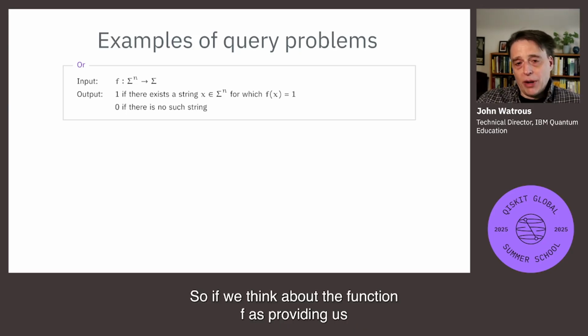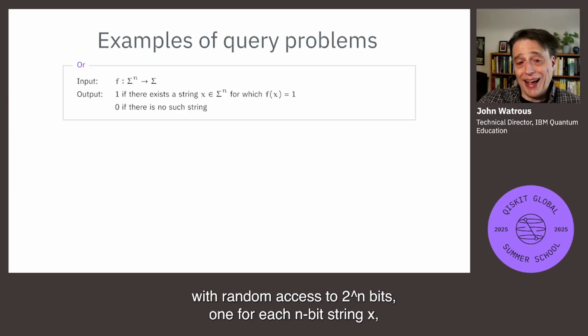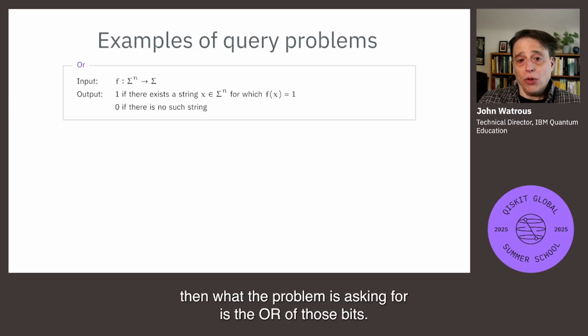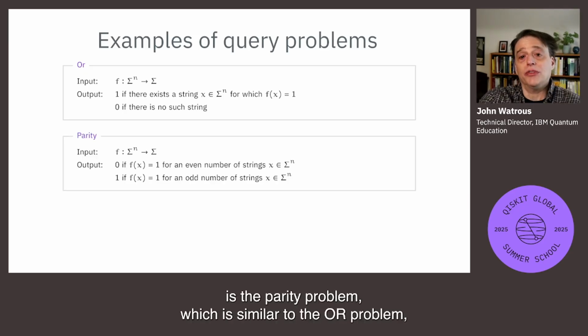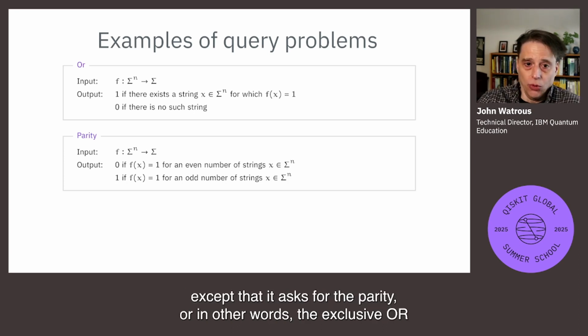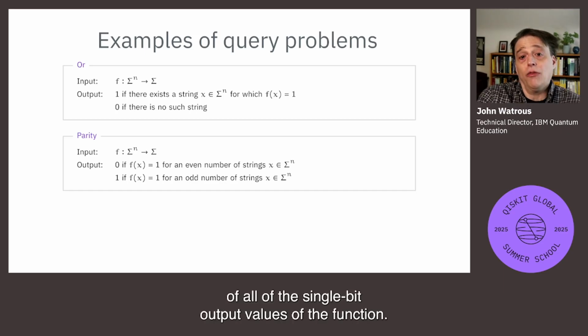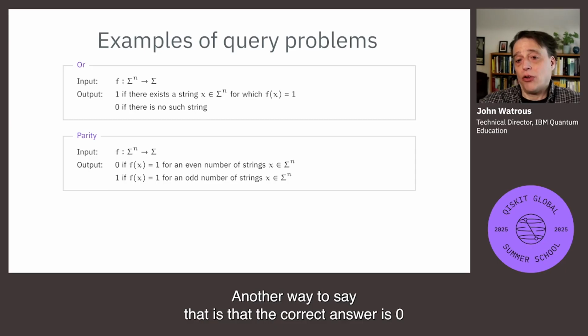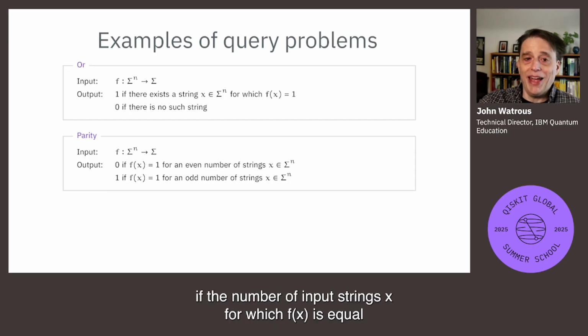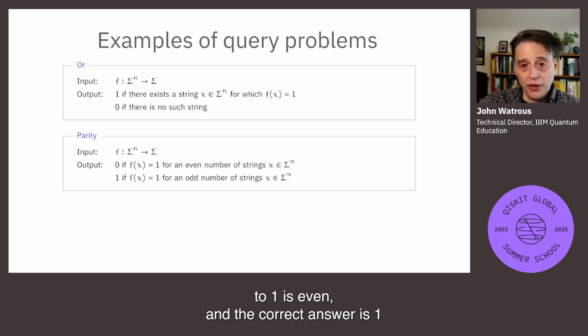So, if we think about the function f as providing us with random access to 2 to the n bits, 1 for each n-bit string x, then what the problem is asking for is the OR of those bits, and that's why it's called the OR problem. Another example is the parity problem, which is similar to the OR problem, except that it asks for the parity, or in other words, the exclusive OR, of all of the single-bit output values of the function. Another way to say that is that the correct answer is 0 if the number of n-bit strings x for which f of x is equal to 1 is even, and the correct answer is 1 if that number is odd.